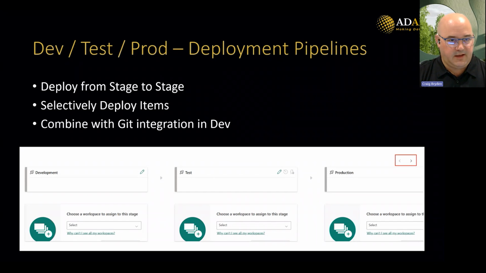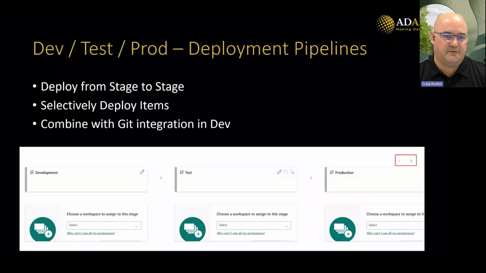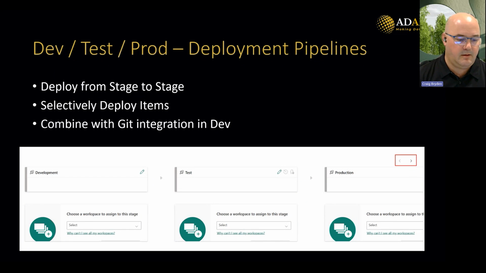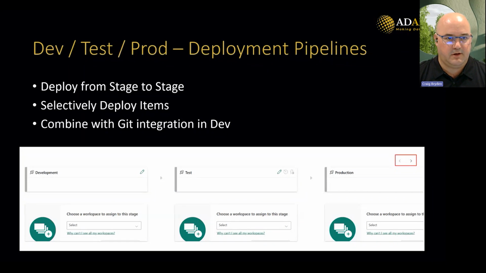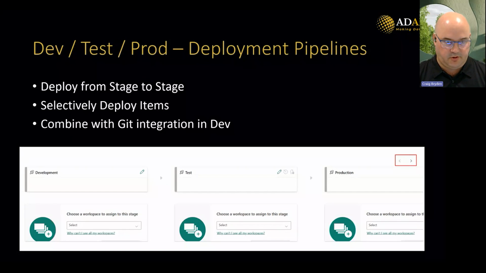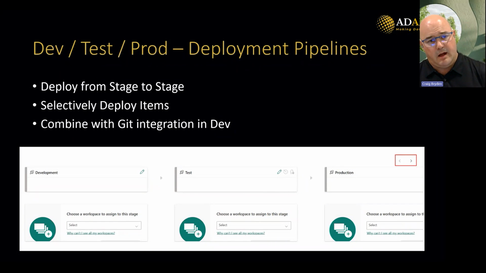You can combine this with Git integration. I typically would only do that in dev. I would not Git integrate test and production. And if you follow Microsoft's best practices around analytics lifecycle management, this is what they recommend, is that you put Git integration on dev. That allows you to save and commit your changes to a Git repo, which is industry best practice. But then you use the deployment pipelines to deploy from environment to environment.